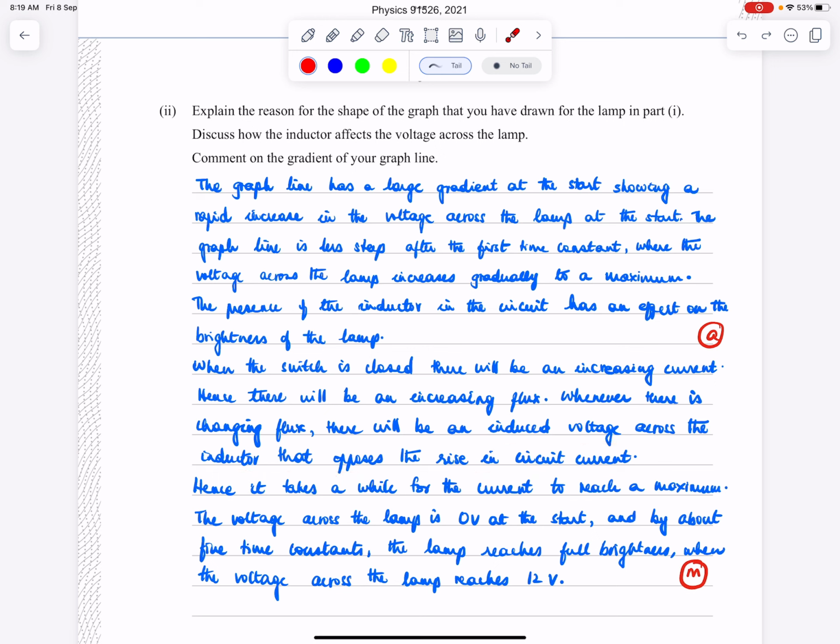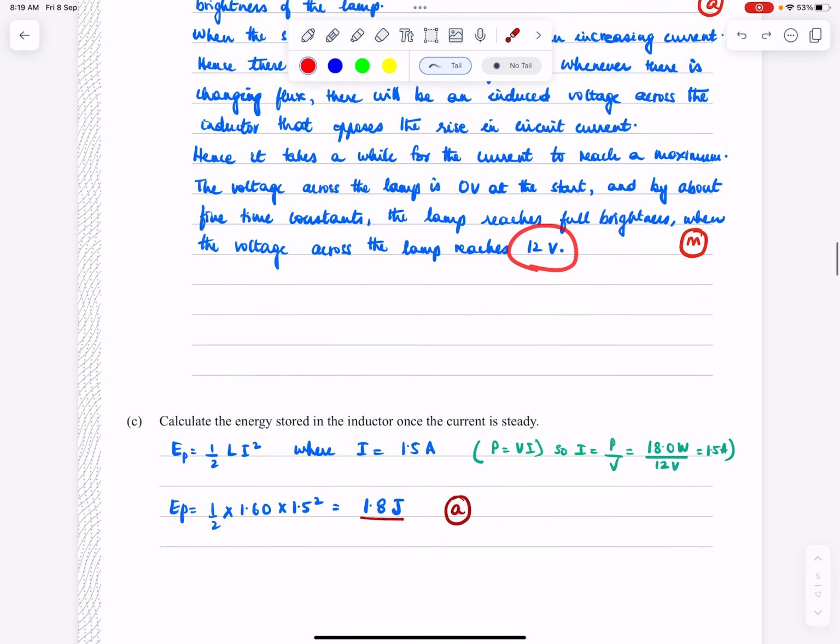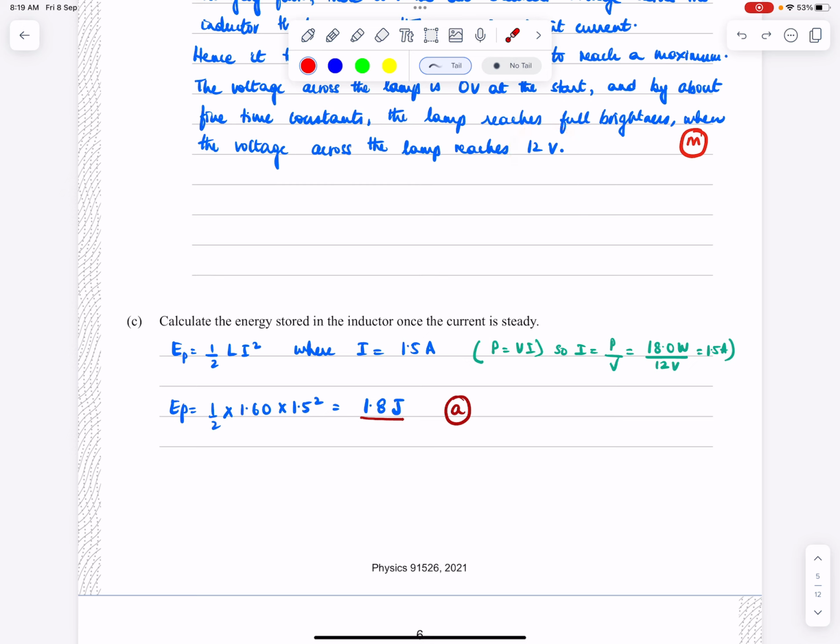So it takes a while for the current to reach maximum, and the voltage across the lamp is 0 at the start, and by the end of almost 5 time constants, it reaches full brightness as it approaches your 12 volts. Okay, next question. This was an achieved question.